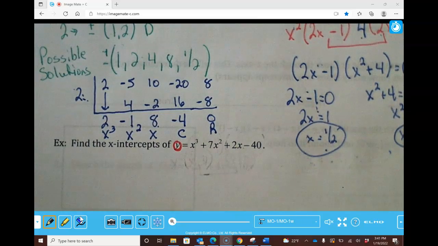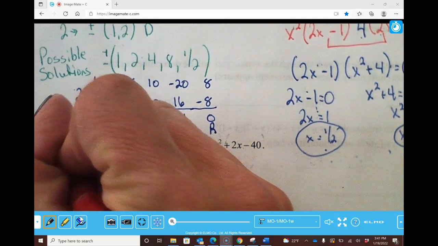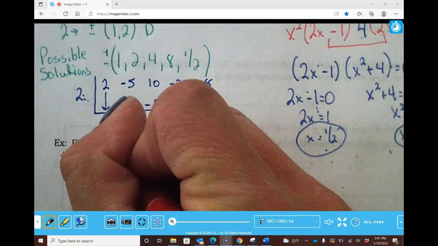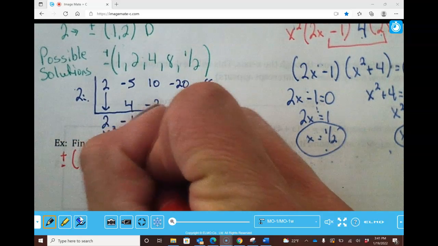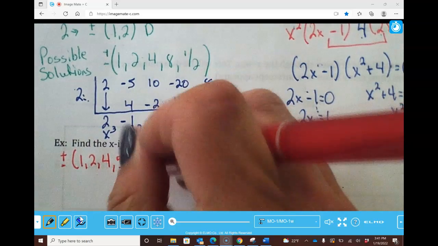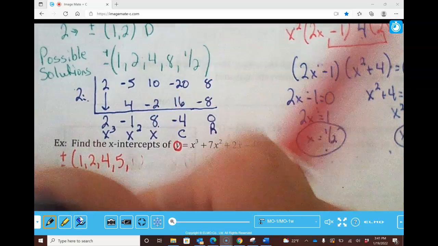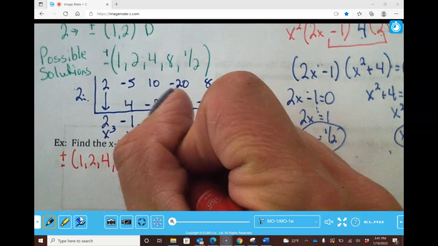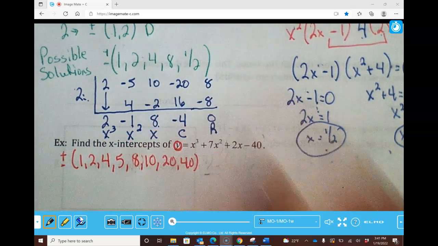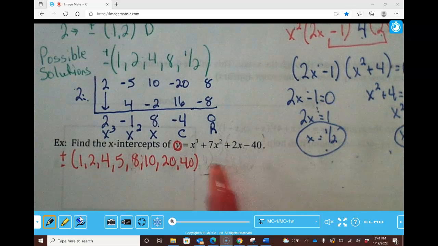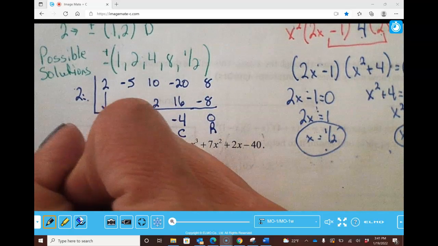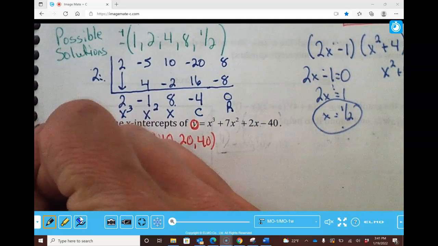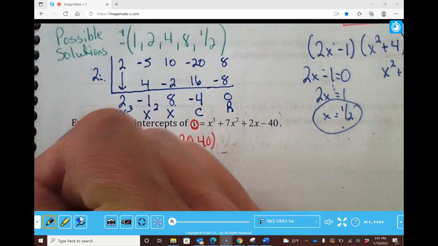And so I'm going to take the factors of 40. There's quite a list of them. Oops. I'll put them in numerical order. And 40. And then I want to take the factors of the leading coefficient, so 1. And now I'm going to make all my possible solutions.